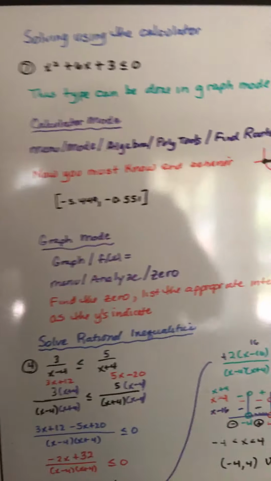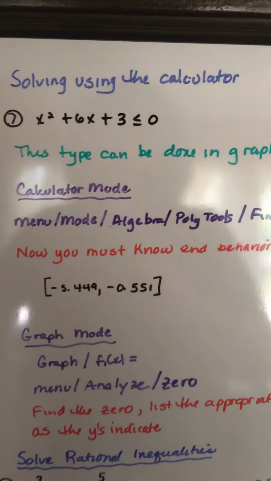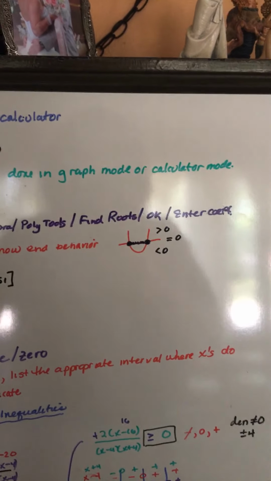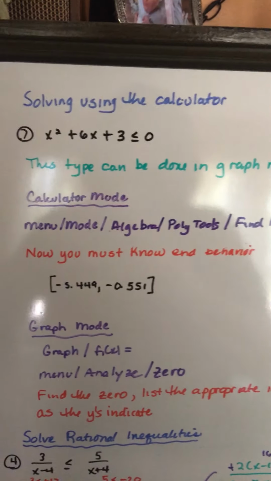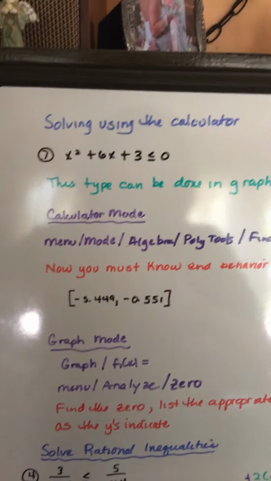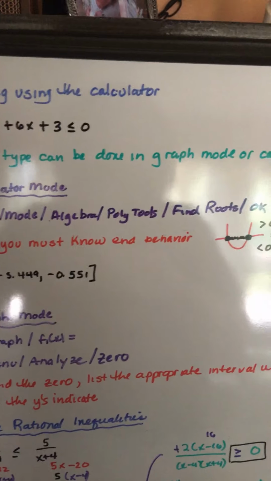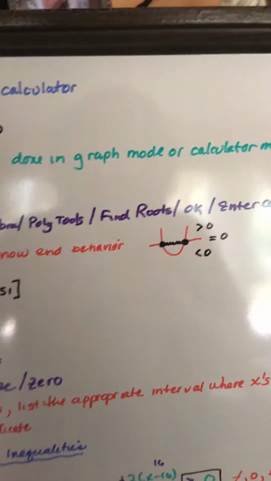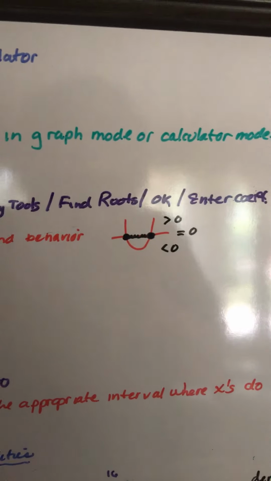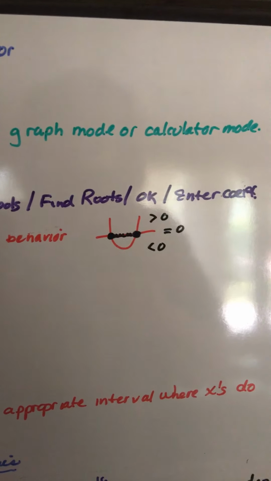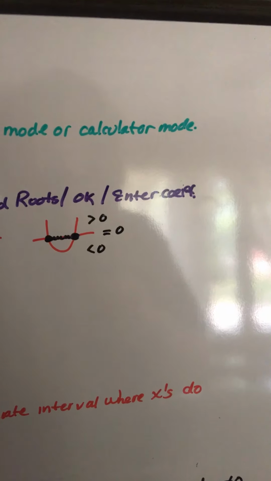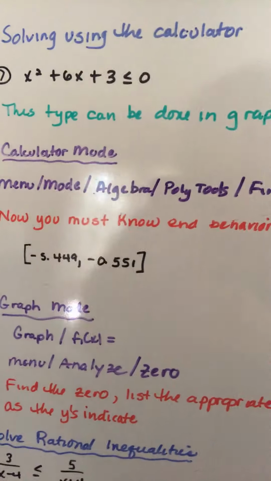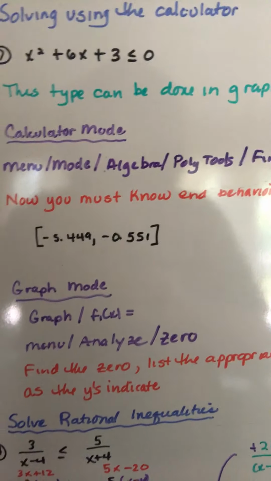Now, you can do these on the calculator, and there are 2 ways that you can do these on the calculator. One is calculator mode, and the other is graph mode. In calculator mode, you would need menu, algebra, polynomial tools, find roots. Once that shows up, since it's already set up to be second degree, for this case, you would just say okay, and then you would enter the coefficients of 1, 6, and 3. And it just gives you these 2 numbers as the solution.